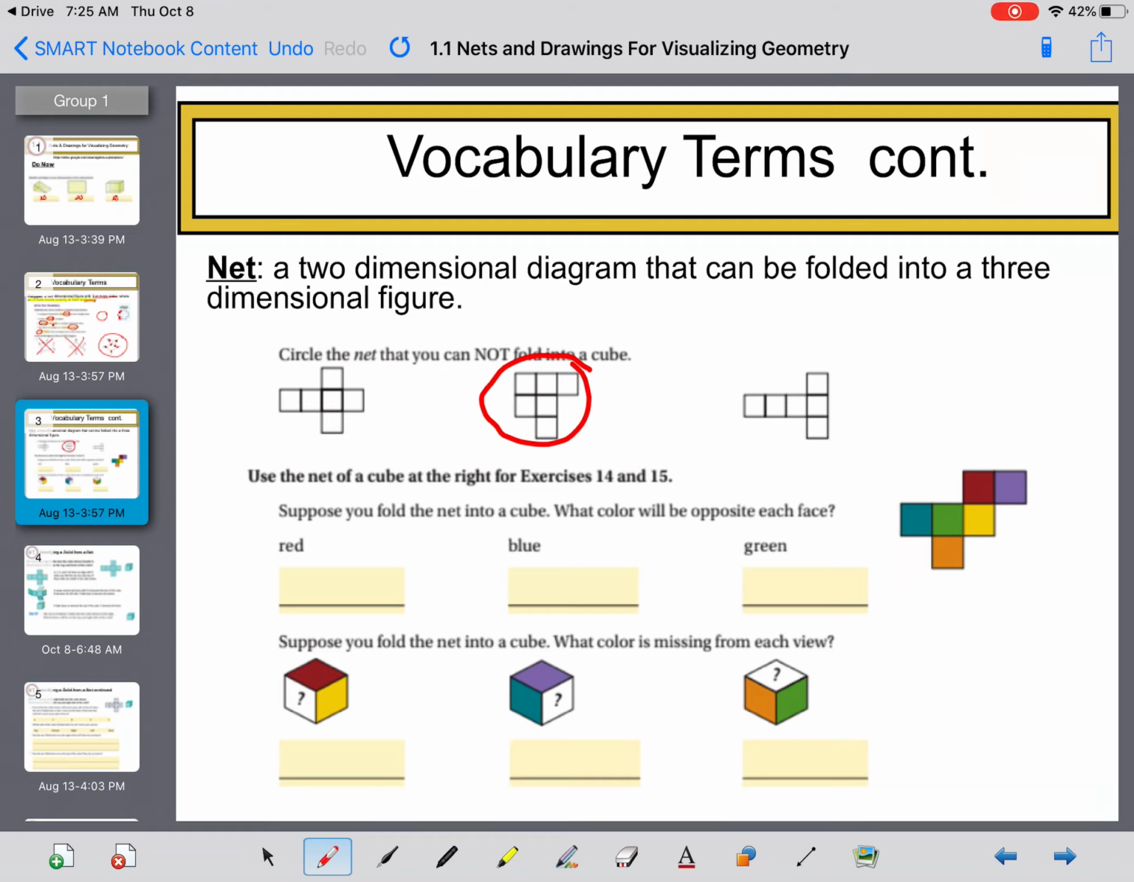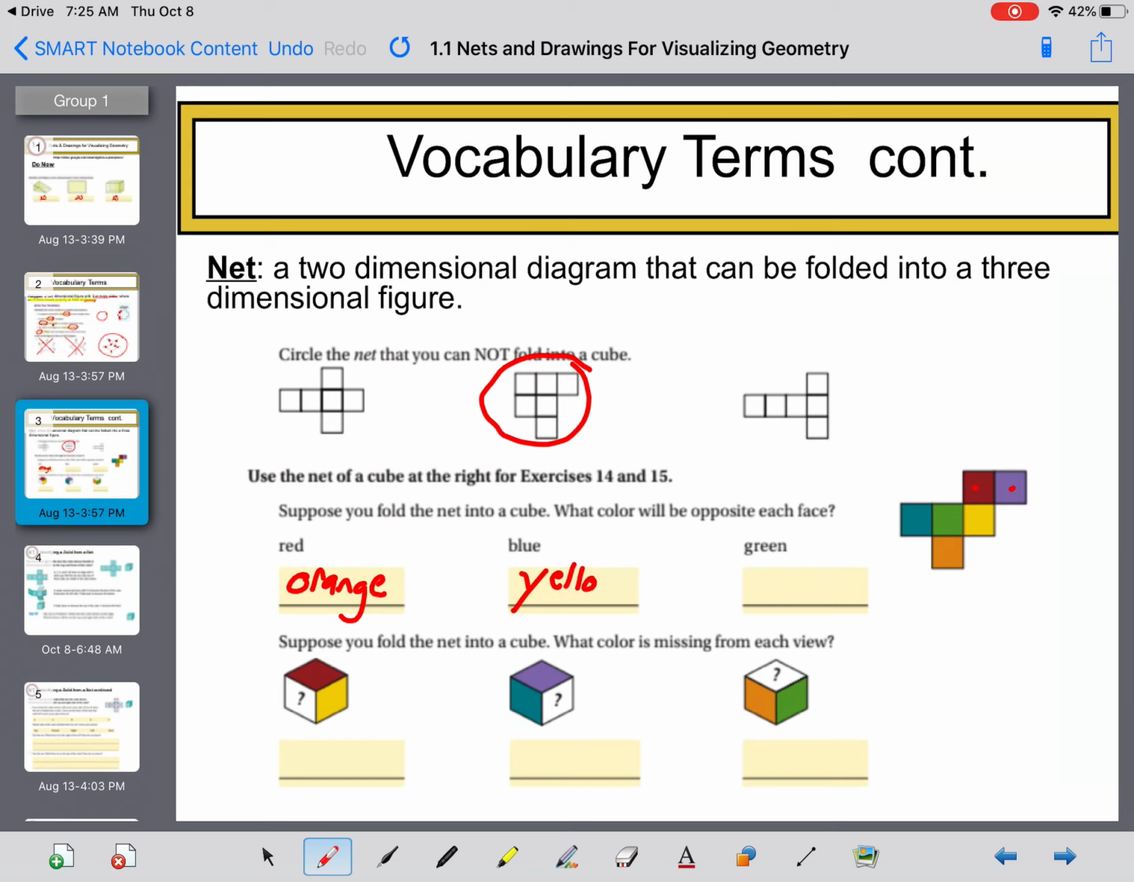All right, so it says, suppose you fold the net into a cube, what color will be opposite of each face? Well, you would have to fold your purple down and your red down, and then fold your yellow into your green and your blue and your orange around. So if that is the case, red is going to be opposite orange.